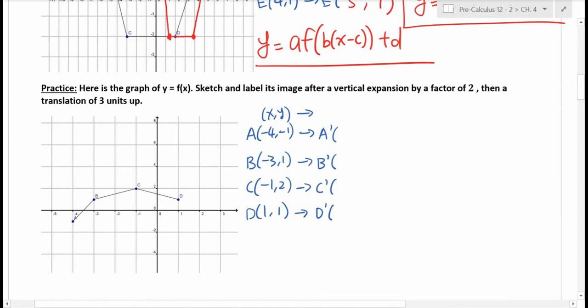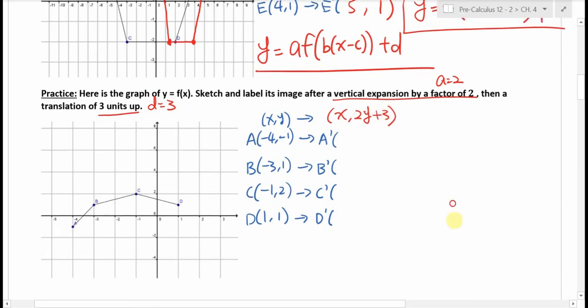Okay, so I'm assuming you're finished. We want to sketch and label the image after a vertical expansion by a factor of 2, which means a is equal to 2 here, and then a translation of 3 units up. Therefore, d is positive 3 right there. Okay, so that means x comma y will become, well, again, we didn't do anything with x, so x will just be x. Expansion of factor of 2, so that's going to be 2 times y. And then 3 units up, so plus 3.